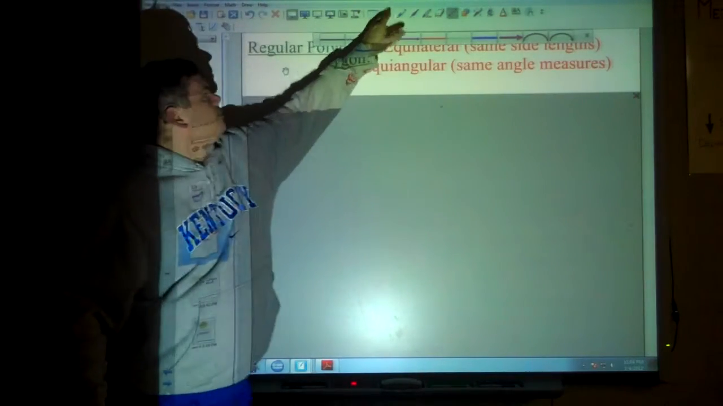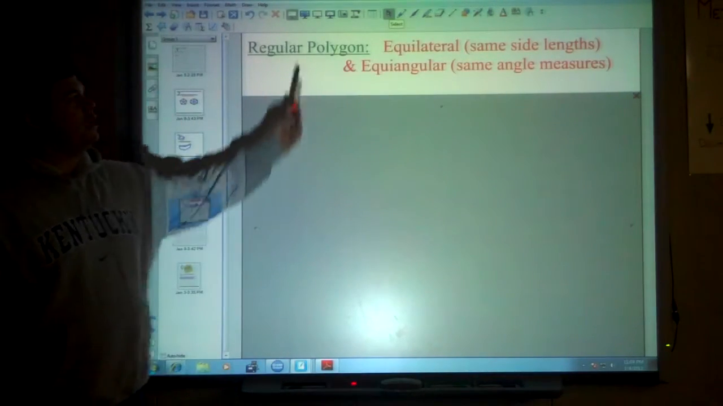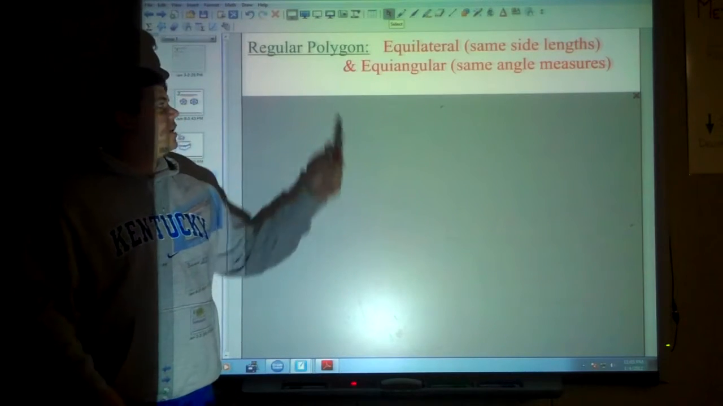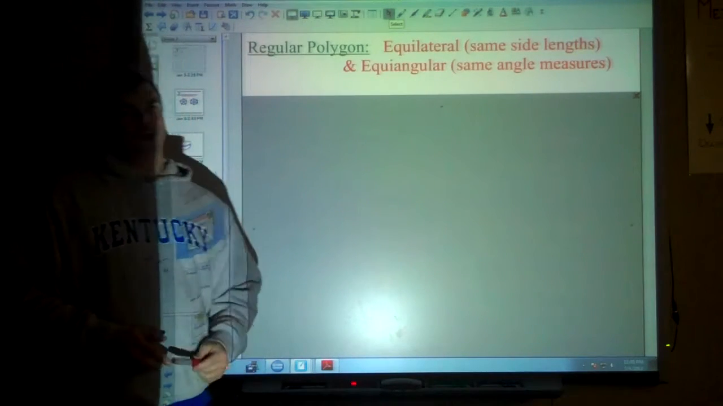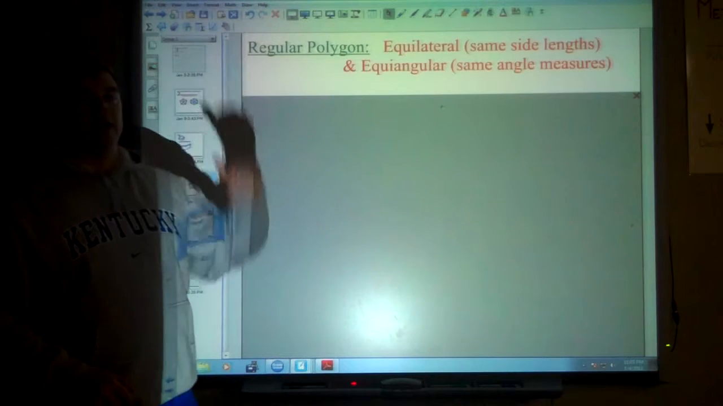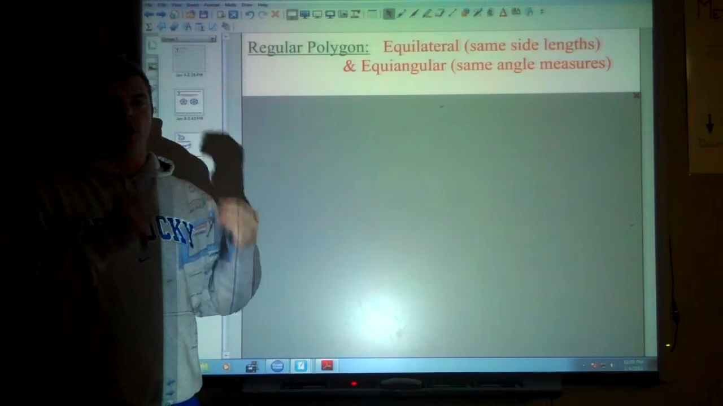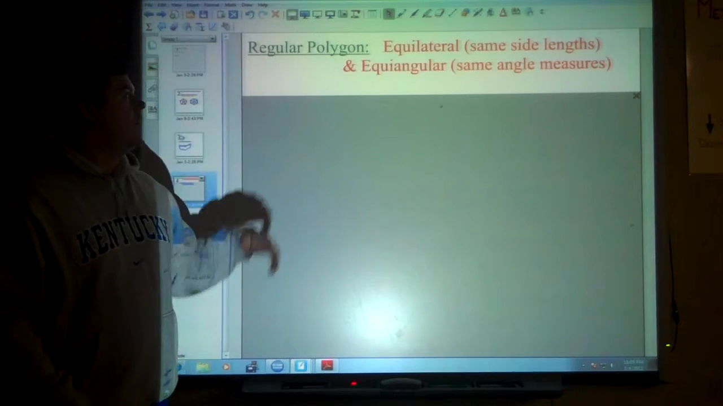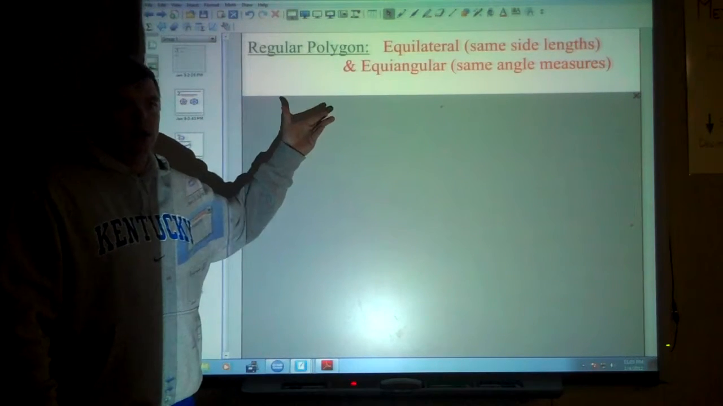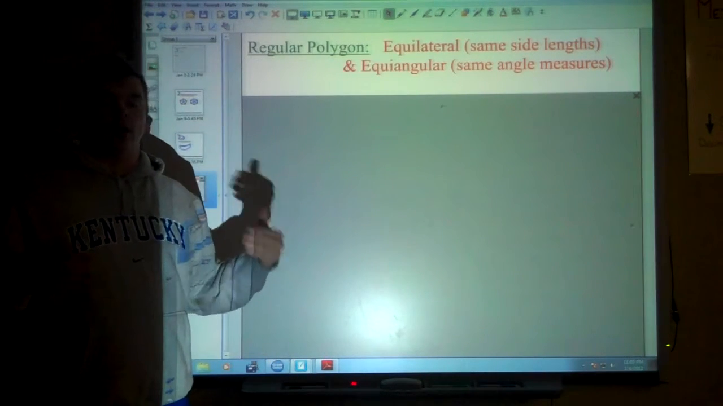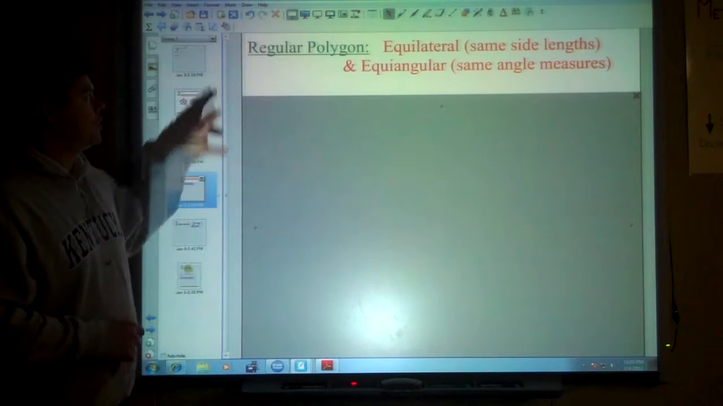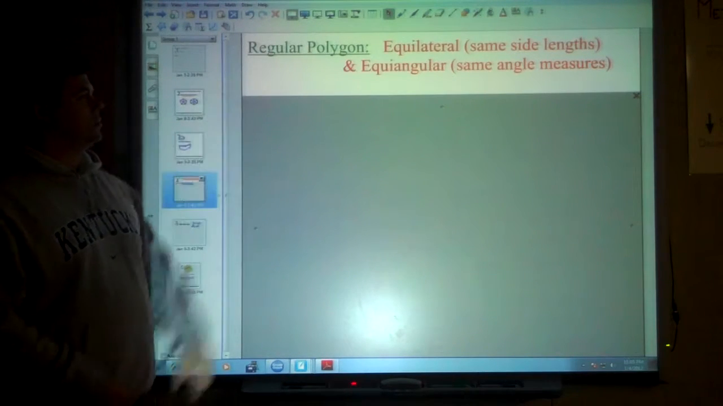Regular polygons must have equilateral, or same side lengths, and equiangular, same angle measurements. You can have a regular pentagon. If it's a regular pentagon, then all 5 sides and all 5 angles are going to be exactly the same as each other. If you don't have that situation, then you're dealing with just a polygon, or just a pentagon. So in order for it to be regular, it must be the same.